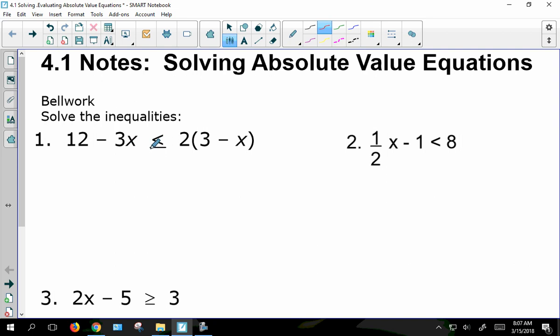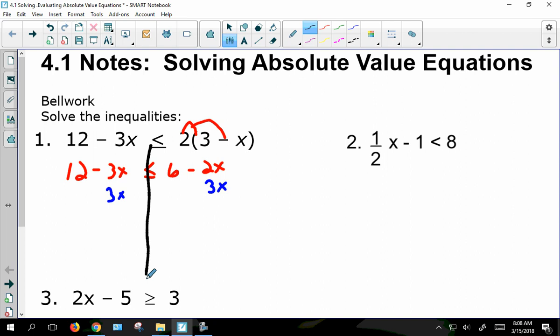Let's solve this inequality. First thing I'm going to do is distribute the 2. So I get 12 minus 3x is less than or equal to 6 minus 2x. So now, I have to get all the x's on one side, all the numbers on the other. Doesn't matter what I do. I tell you, please move the smallest number with a letter first. Negative 3 is smaller than negative 2. So I'm going to add 3x to both sides.